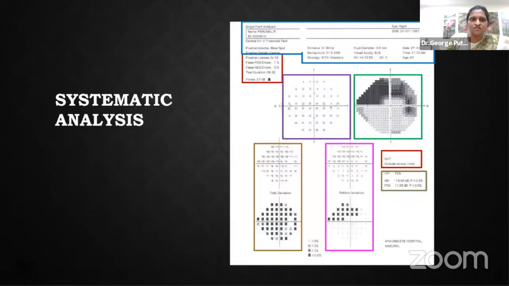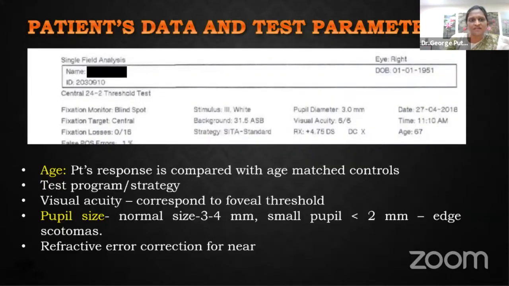The most commonly used is Humphrey automated perimetry, and the results need a systematic analysis. Usually it is divided into multiple zones for better interpretation. I will be elaborating on the salient features of each zone. The first zone is the patient's data and the test parameters.